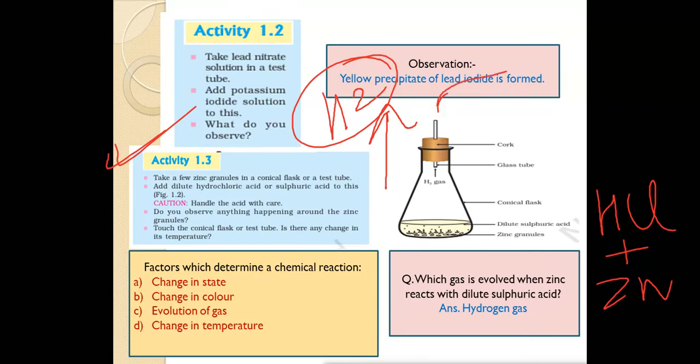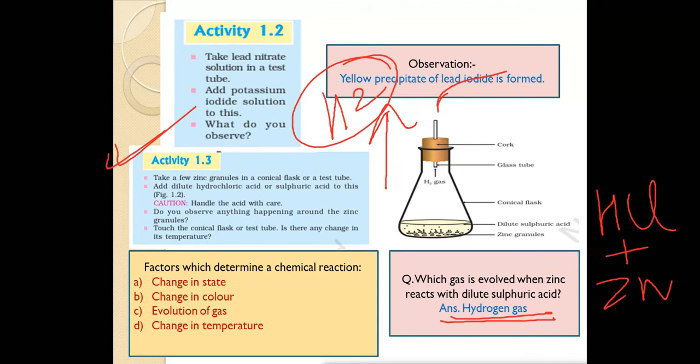Right? So in this one question can be asked, which gas is evolved when zinc reacts with dilute sulfuric acid or dilute hydrochloric acid? Whatever acid it will be, if any acid will react with a metal, always hydrogen gas is liberated. So this question can come in your MCQ also, or it can come for 1 mark also. So remember that whenever any metal will react with any acid, hydrogen gas is liberated.